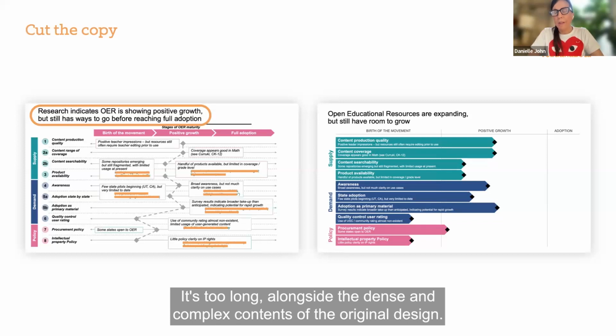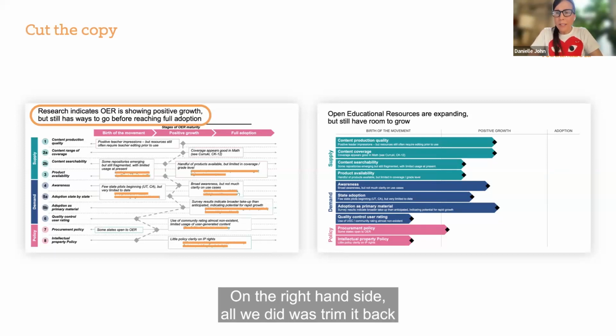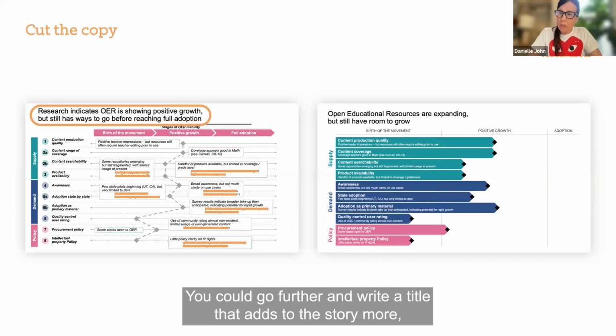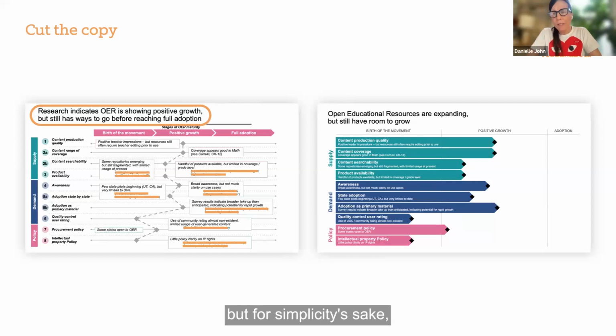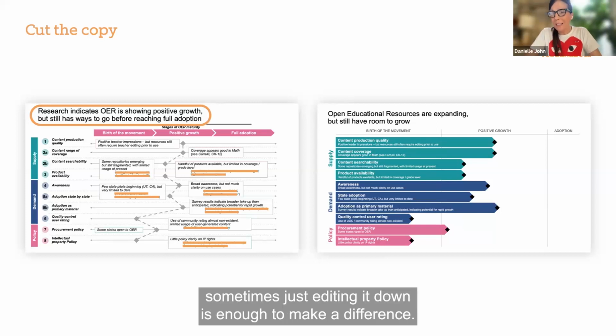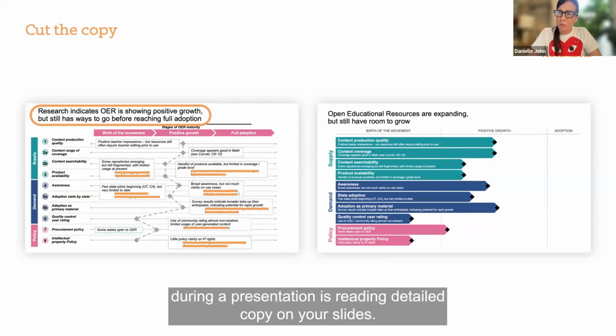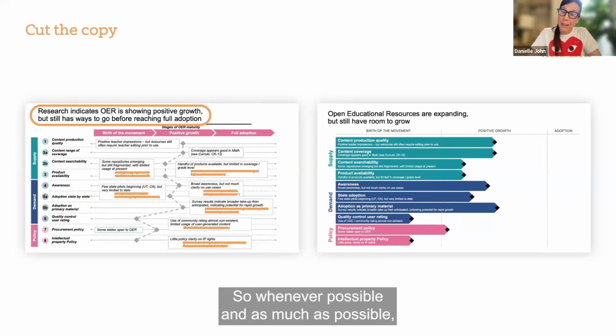On the right-hand side, all we did was trim it back to about half its length. You could go further and write a title that adds to the story more, but for simplicity's sake, sometimes just editing it down is enough to make a difference. The last thing your audience should be doing during a presentation is reading detailed copy on your slides. So whenever possible, and as much as possible, reduce the amount of copy in your data visualizations.